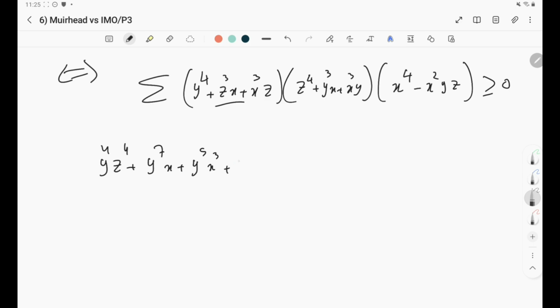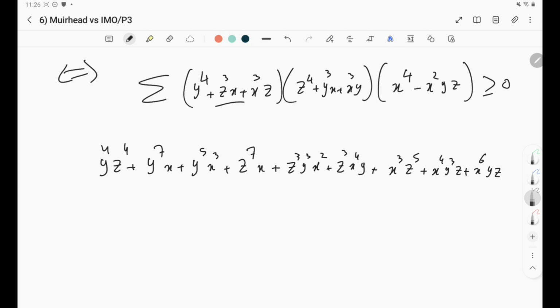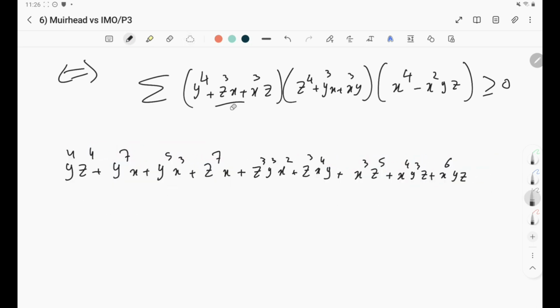We're going now to expand with this. z to the 7 x plus, now we're going to get z cubed y cubed x squared, then z cubed x to the 4 y, then x cubed z to the 5, x to the 4 y cubed z, then x to the 6 y z. All right, that's it. This is the expansion of this here.